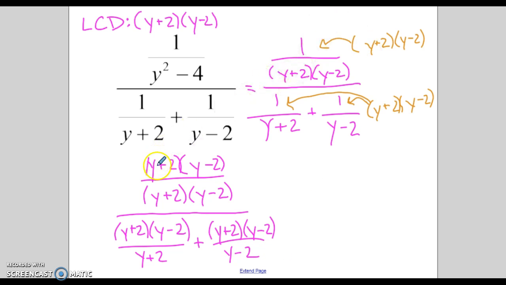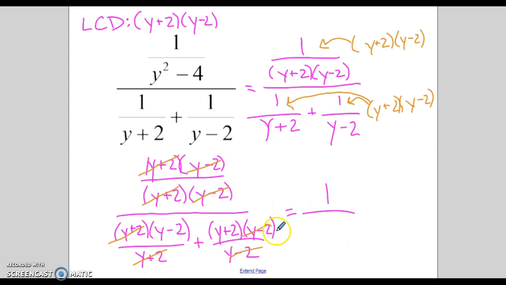Now, there's a whole bunch of stuff to cancel. Y plus 2 over y plus 2 is 1. Y minus 2 divided by y minus 2. There's a y plus 2 divided by y plus 2, and then a y minus 2 divided by y minus 2. And you can see that I'm just left with, well, everything on the top canceled, meaning that just becomes a 1.